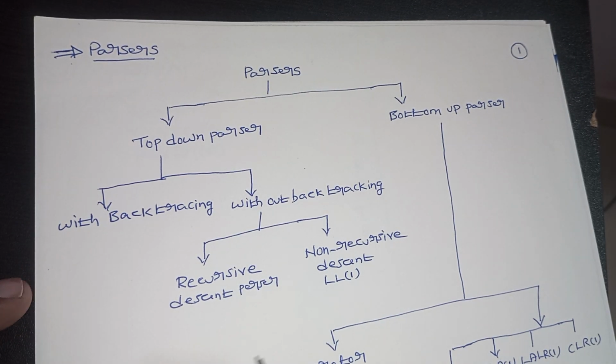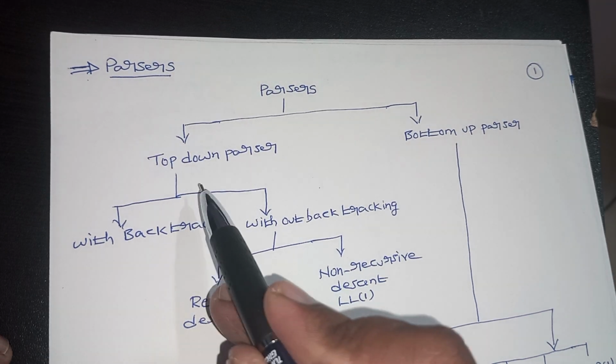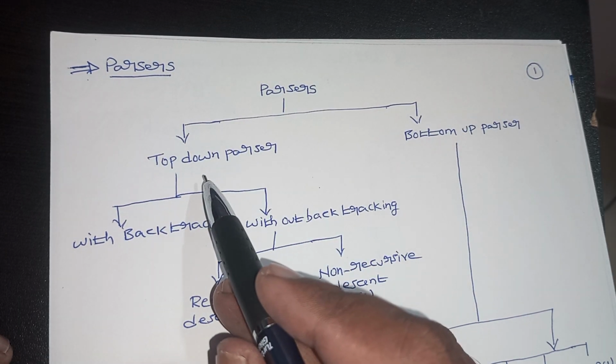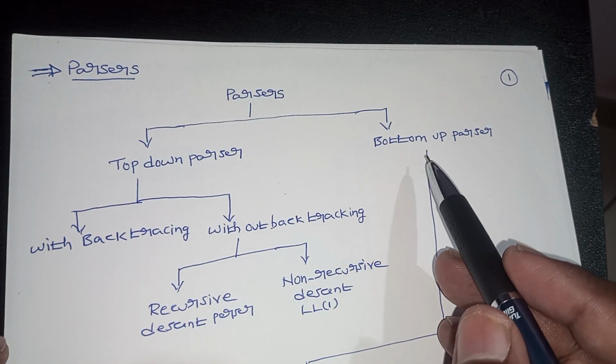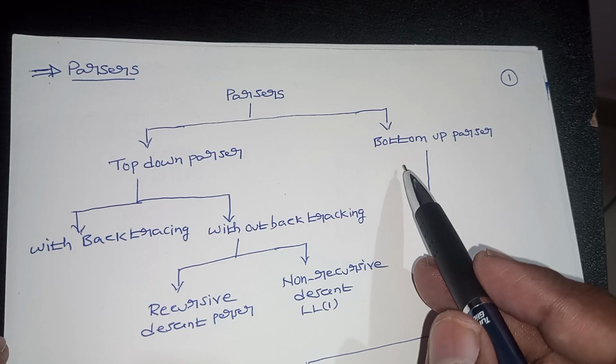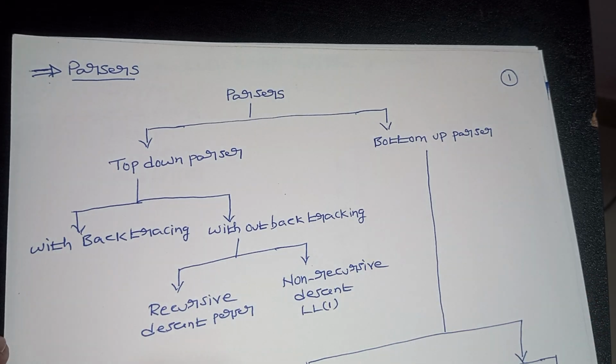So hello, in this class we are going to discuss parsers. Now coming to parsers, we have two types: one is the top down parser, the second is the bottom up parser. First of all, what is the meaning of a parser?